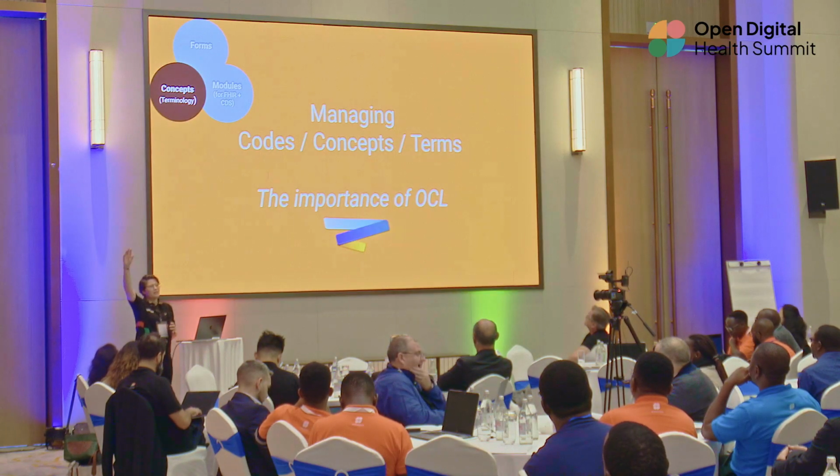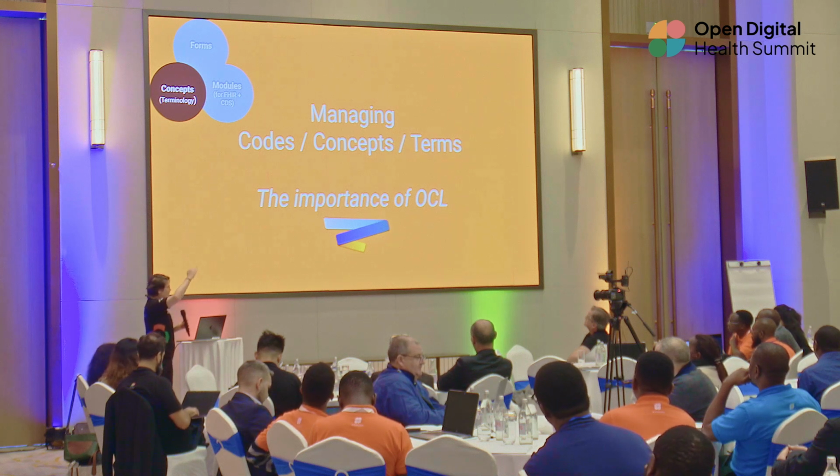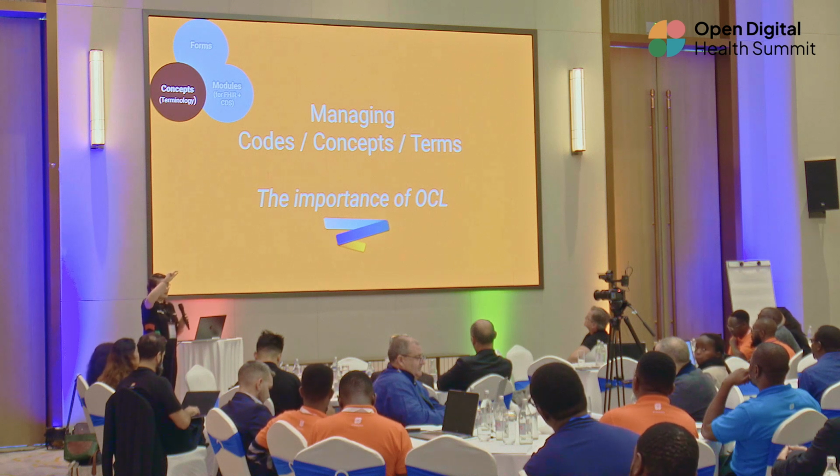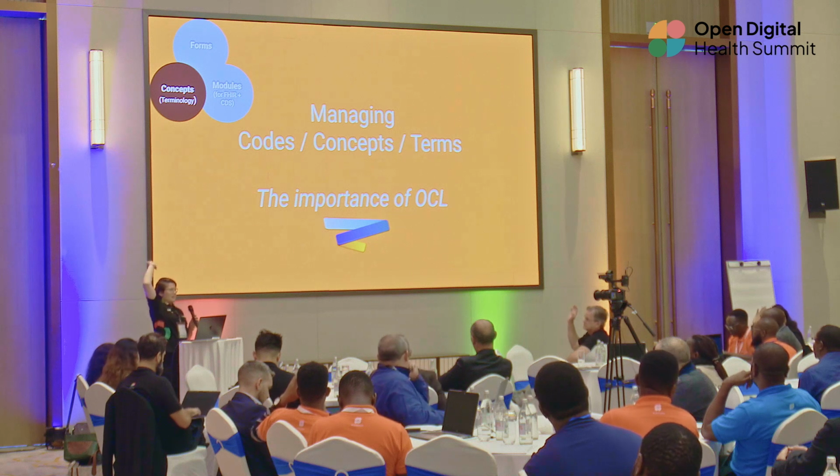Who here has seen the DAK spreadsheet that has the different data elements, like HIV positive is 1, 2, 3? Who's seen that? Put your hand up nice and high.